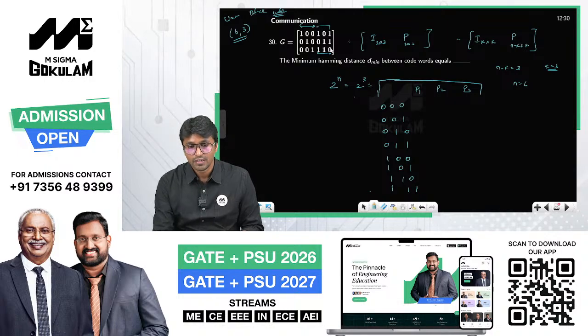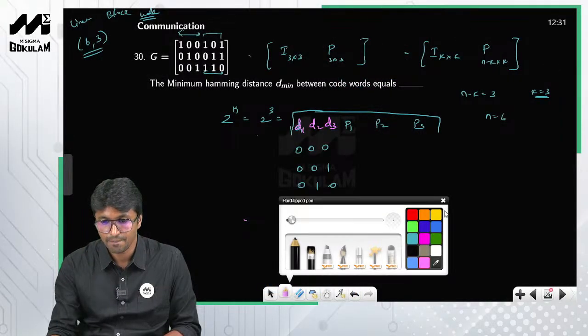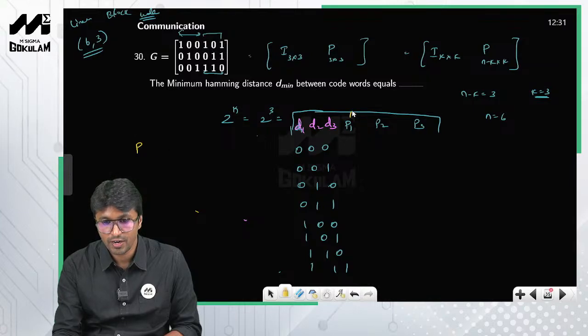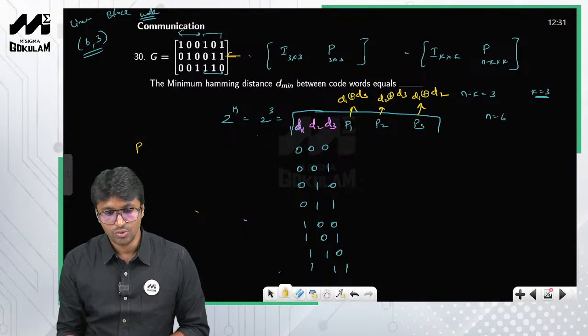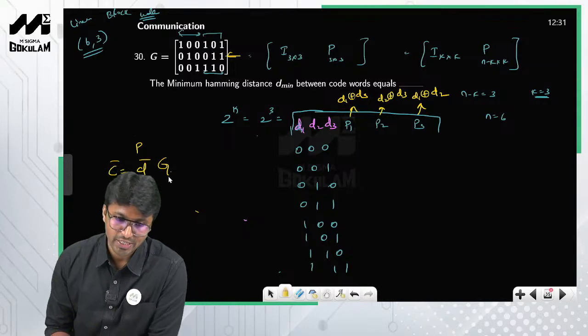If you look at the parity matrix, P1 is the linear combination of D1 and D3, right? This is D1, this is D2, and this is D3. So P1 is D1 XOR D3, and P2 is D2 XOR D3, and P3 is D1 XOR D2. Or else you can also use this one: C bar is equal to data word into the generator matrix. You can just multiply the data word with the corresponding generator matrix to calculate the corresponding code word. That's one way of finding the code words.